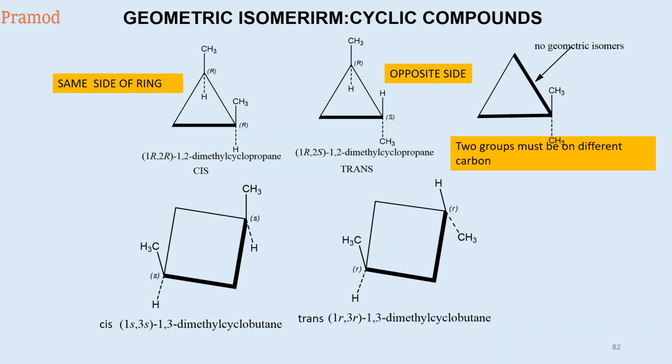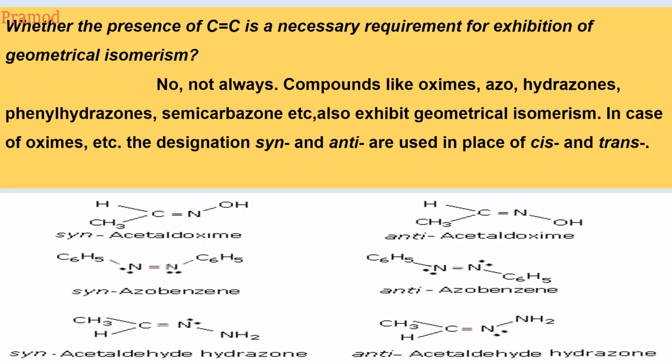So this is an example of geometric isomerism in the case of cyclic compounds. Whenever the question is asked, you have to include this. Now, is the presence of carbon necessary for the exhibition of geometric isomerism? Is geometric isomerism seen only between a carbon-carbon bond? The answer is no. Not always. Compounds like oximes, azo compounds, hydrazones, phenylhydrazones, semicarbazones, etc. also exhibit geometric isomerism. In the case of oximes, it is designated as syn and anti.